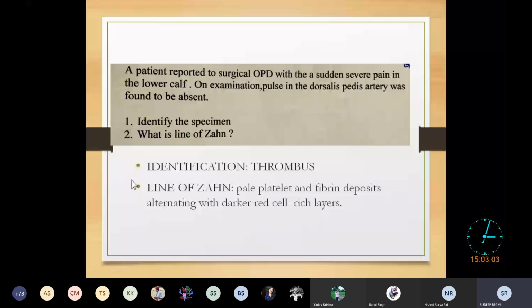It is an aggregation of platelets and fibrin deposits alternating with the darker red cell rich layers. That is known as line of Zahn, which is found in an antemortem clot or thrombus.